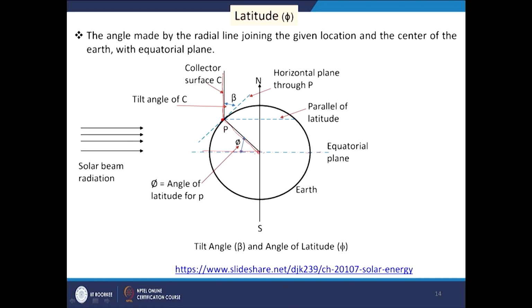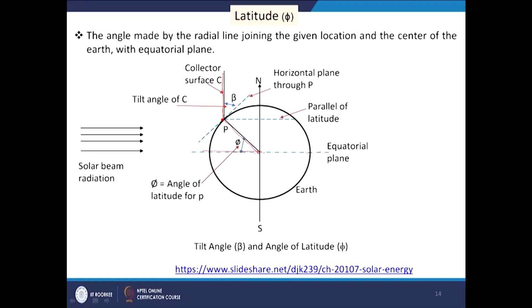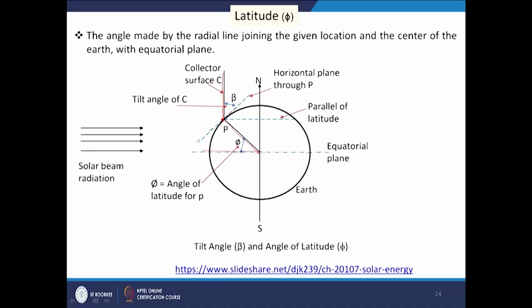So, latitude will influence the solar insolation on the surface of this collector, along with beta also. This is our horizontal plane, and beta is our tilt angle. So, tilt angle and latitude both will influence the insolation value at this point or at any point. So, these are the factors which influence the availability of insolation from the sun.